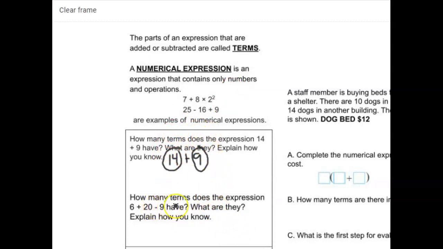Our next one, how many terms does the expression 6 plus 20 minus 9 have? And again, the parts of an expression that are added or subtracted are called terms. So I'm thinking it's 3. We have 6, 20, and 9. There are 3 because they're added and subtracted.